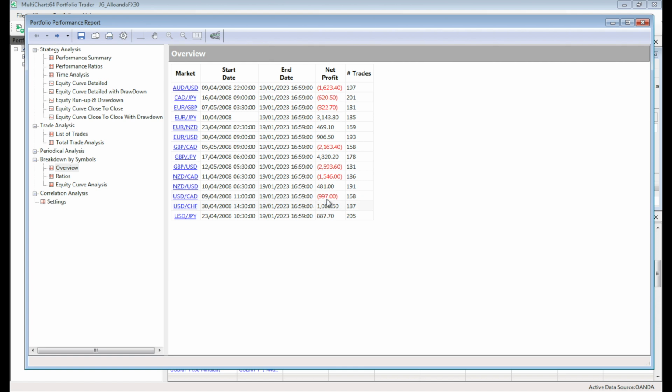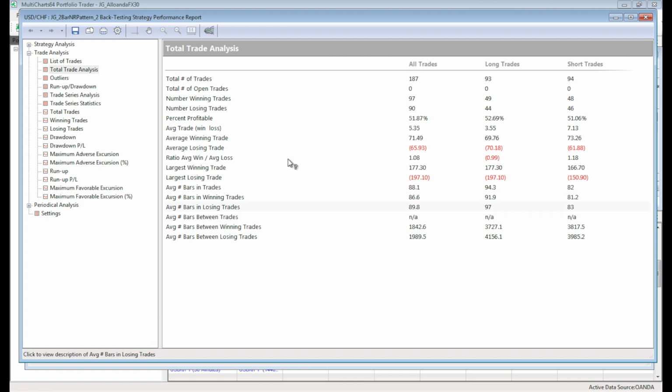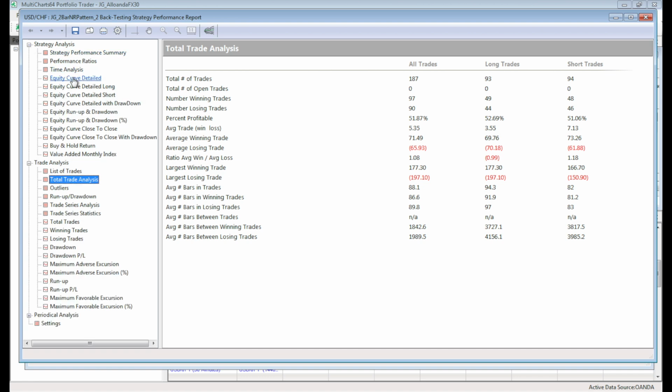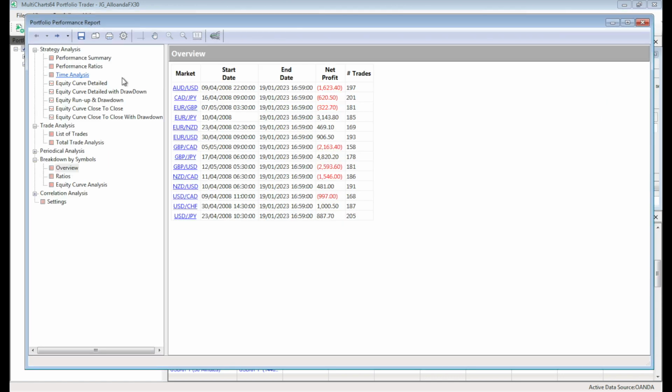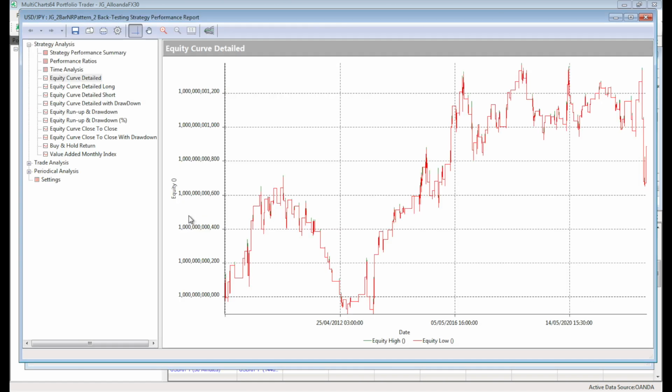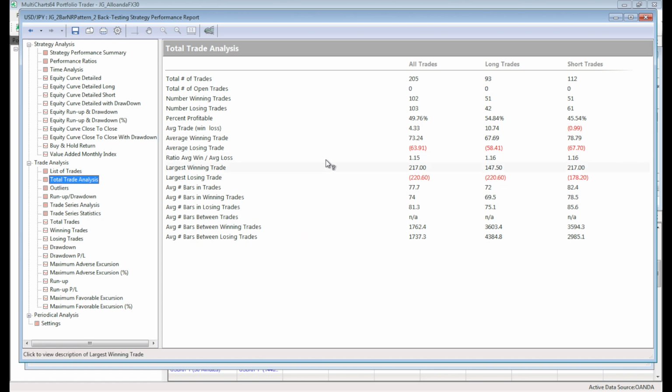US dollar, Canadian dollar, negative. US dollar, Swiss franc is positive. Average trade value again is a little bit small, only 5 pips. Equity curve is not that great. And lastly, we've got US dollar, Japanese yen. It is profitable. There's the equity curve, not that great. And the average trade is only 4.3 pips, so that's not very good either.